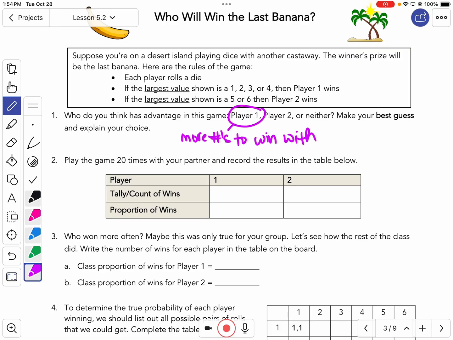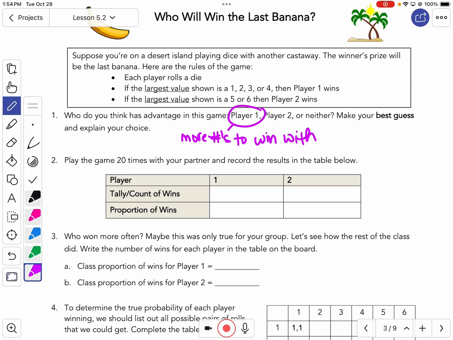So here's what you're going to have to do with your partner. Figure out who wants to be player 1 and who wants to be player 2. Okay? That's the first decision you have to make. And then you're going to toss your dice and write down who wins. You'll both have the same chart.